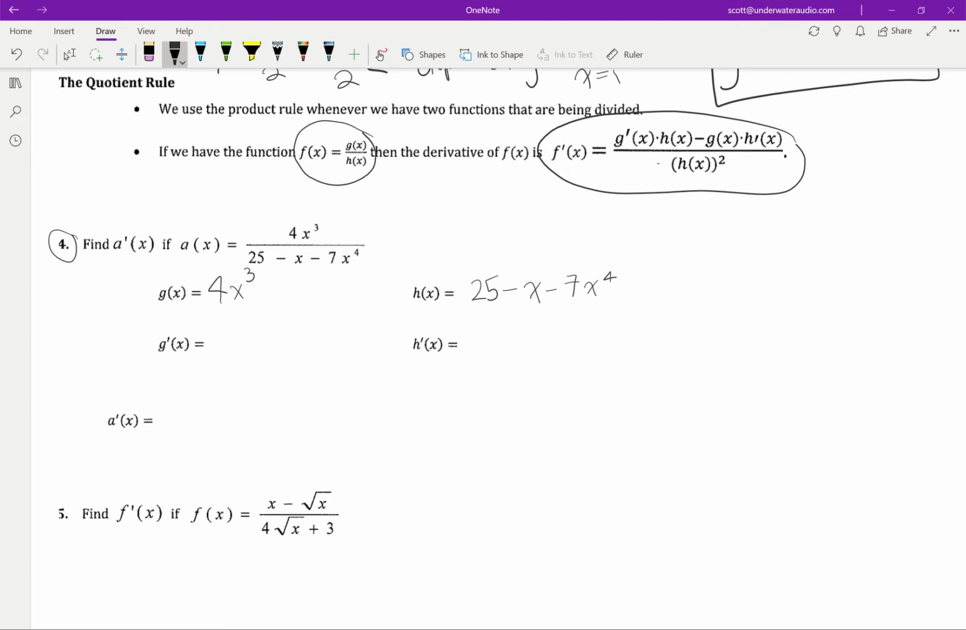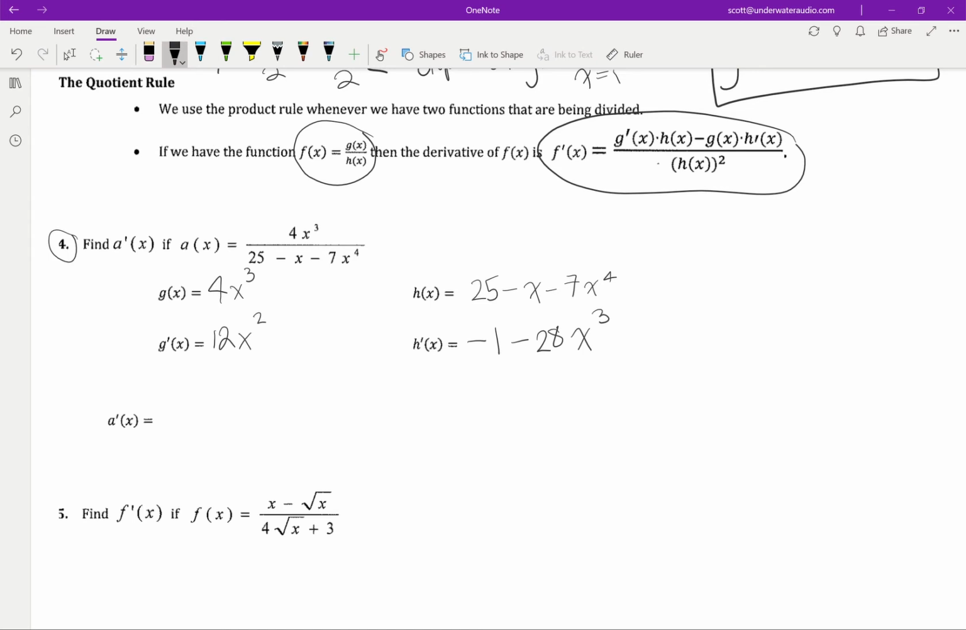Okay, now that I've got what my function looks like, I'm going to find g prime and h prime because I know I need that. So let's see, that would be 12x squared. Bring down the 3, 4 times 3 is 12, 3 minus 1 is 2. Okay, now derivative of h. Derivative of a constant is 0. And then for minus x, that's just going to be minus 1. And then minus 28x cubed.